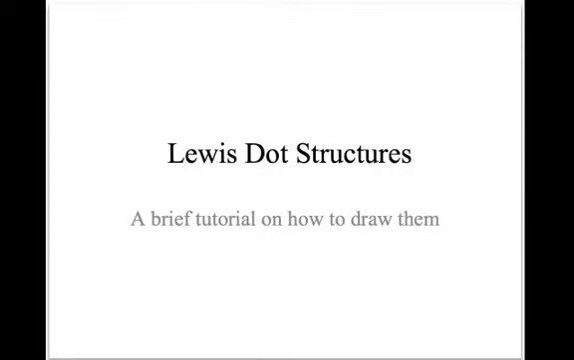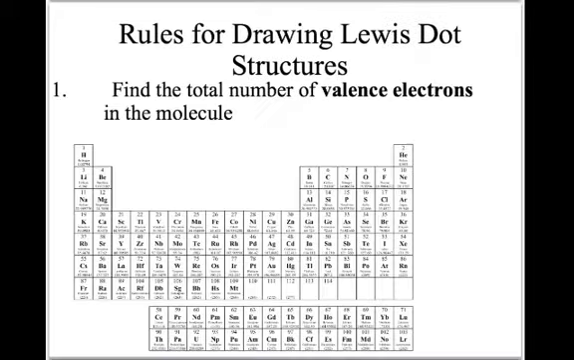I'm going to do a short video lesson on how to draw Lewis dot structures. Lewis dot structures are used to represent the placement of electrons in covalently bonded compounds. So we're going to do a tutorial on how to draw Lewis dot structures. There are a number of different rules that we need to follow when we're trying to draw these structures.